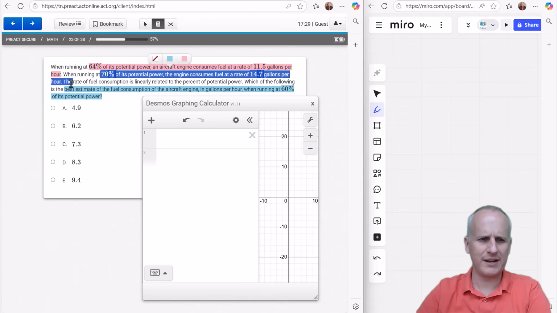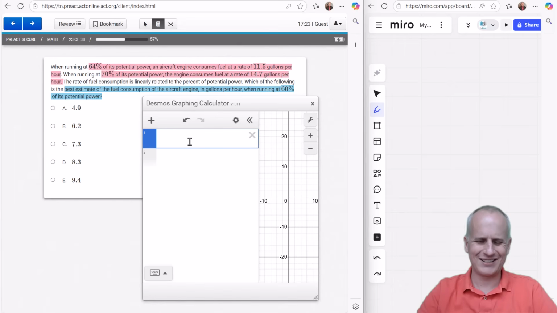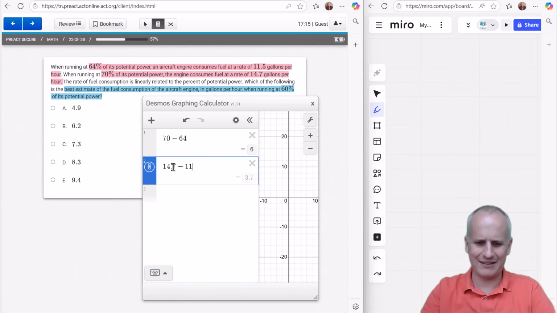And we see that the rate of fuel consumption is linearly related to the percent of its potential power. So really, I just got to find the differences. So 70 minus 64 is going to be 6. We know that 14.7 minus 11.5 is going to be equal to 3.2.